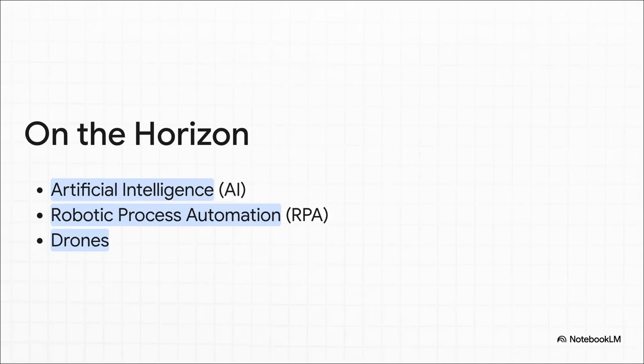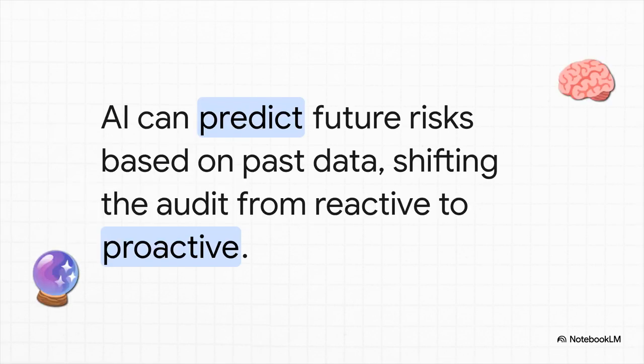There are three key technologies that are really leading the charge here: artificial intelligence, or AI, robotic process automation, or RPA, and yeah, this one might surprise you, drones. Okay, so AI is what really shifts auditing from being reactive to being proactive. Instead of just finding last year's mistakes, AI can analyze years and years of data to learn what fraud looks like, and then it can predict where the next big risk might pop up. This lets auditors focus their efforts before a small problem gets way out of hand.